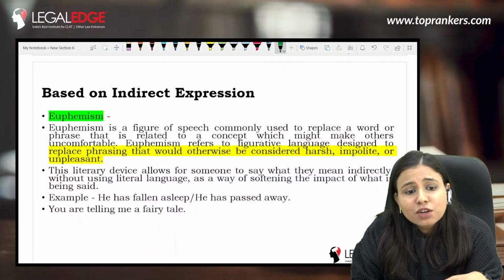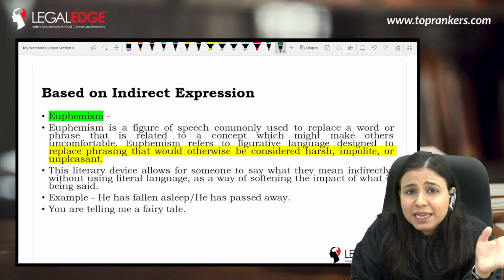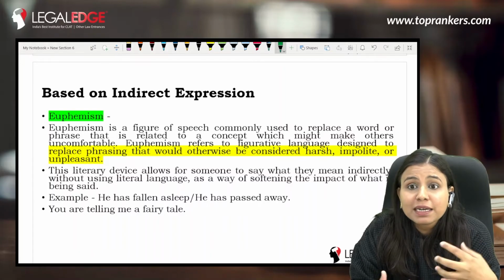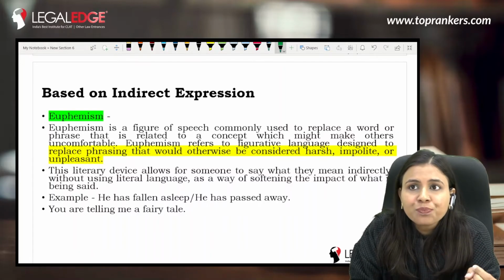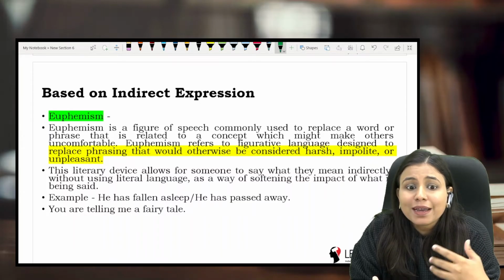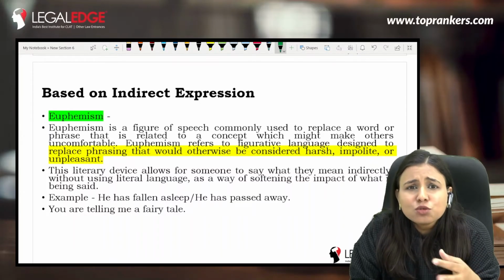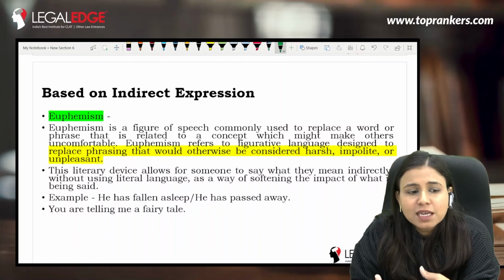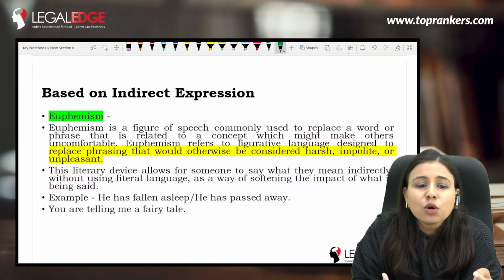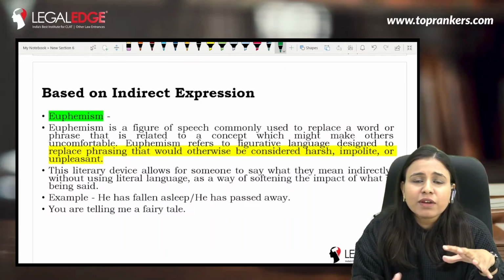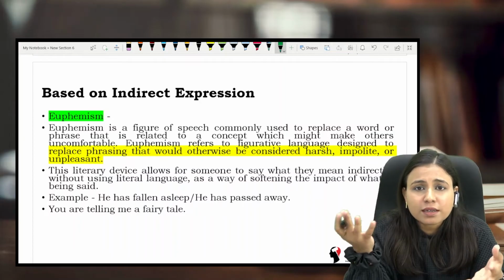Now, this is a figure of speech commonly used to replace a word or phrase that is related to a concept which might be difficult or uncomfortable for others to digest or accept. Okay. It is usually used to replace something which is harsh, impolite, unpleasant, something you might not want to hear. Okay. So it subdues the effect of the gravity of the talk that is being said.